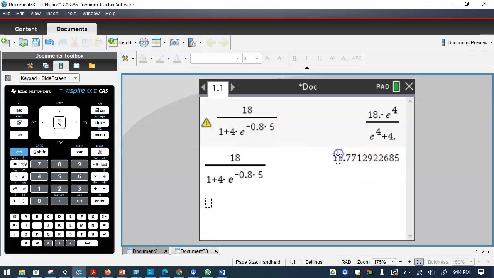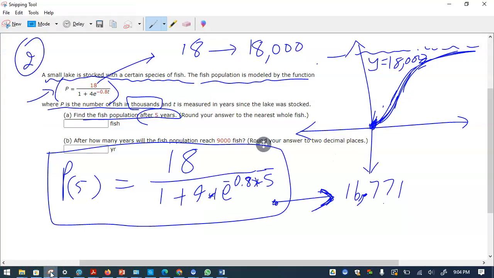So this basically means it is 16,771. See, so you have to multiply by 1,000. So this becomes 16,771.2, but because this 2 is lower than 5, we want to round it. Let me go back here and see the exact number, 16.771292. So basically you're multiplying by 1,000.